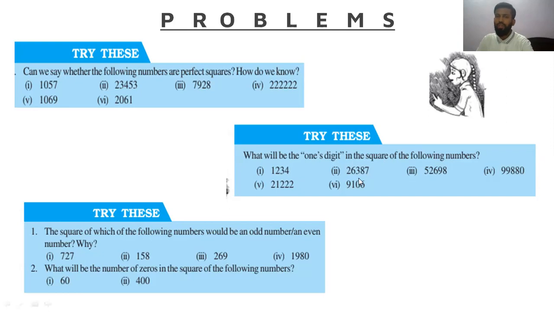Similarly, with the second question, I don't need to worry about the rest of the digits. If I need to find the last digit in the square of 26387, I will just take the square of the last digit.